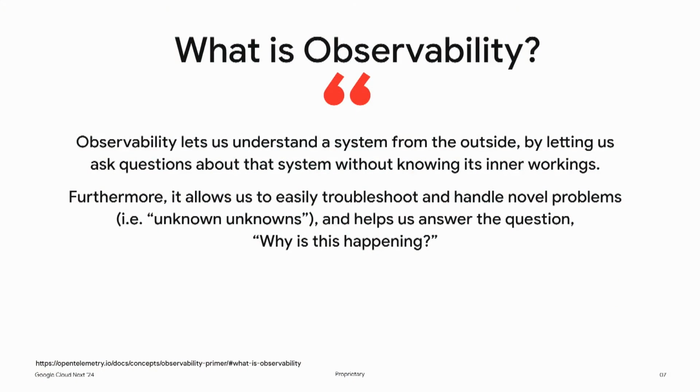At the moment, there are quite a lot of definitions. Like a lot of terms in IT, there's a lot of debate about exactly what the term means. This is a definition of observability that I got from the OpenTelemetry website. This is how they define it. Observability lets us understand a system from the outside by letting us ask questions about a system without knowing its inner workings. Furthermore, it allows us to easily troubleshoot and handle novel problems, unknown unknowns, and helps us answer the question, why is this happening?